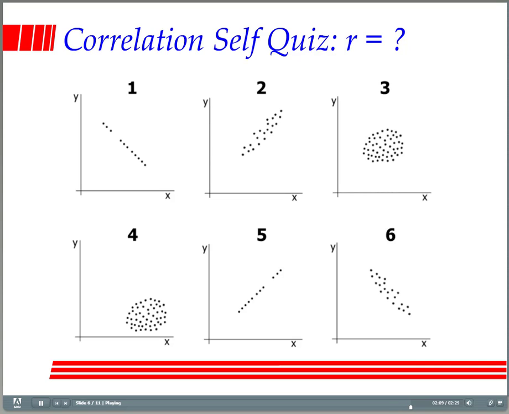Situation 5, we have a straight line again. So we have a correlation of +1 in this case, since the slope is positive. And finally, situation 6, we have a strong correlation, but it's negative in this case. So this will be a large value of r that's negative.